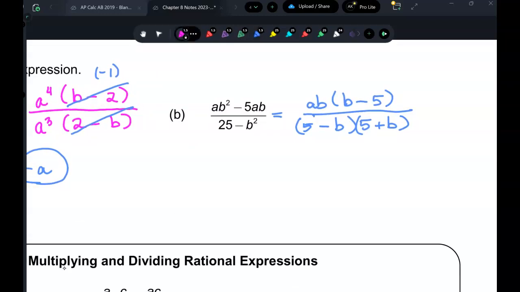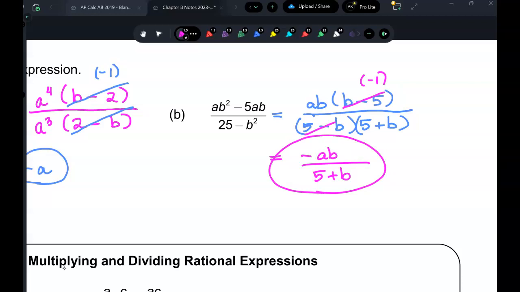Okay, what do we notice? b minus 5 and 5 minus b. They cancel to make a negative 1. The negative 1 would be on the top, right? Yeah, I generally just put it on the top. So that'll be a negative ab over 5 plus b.